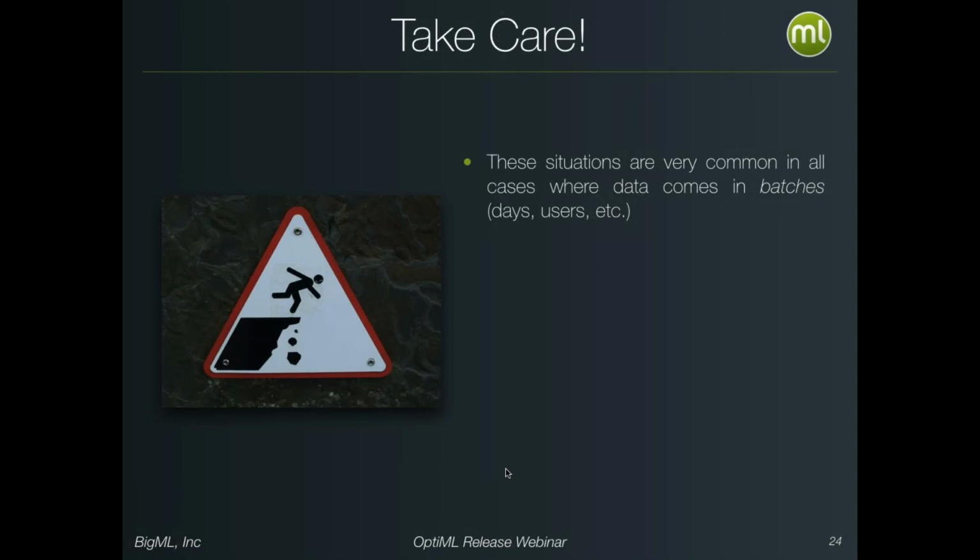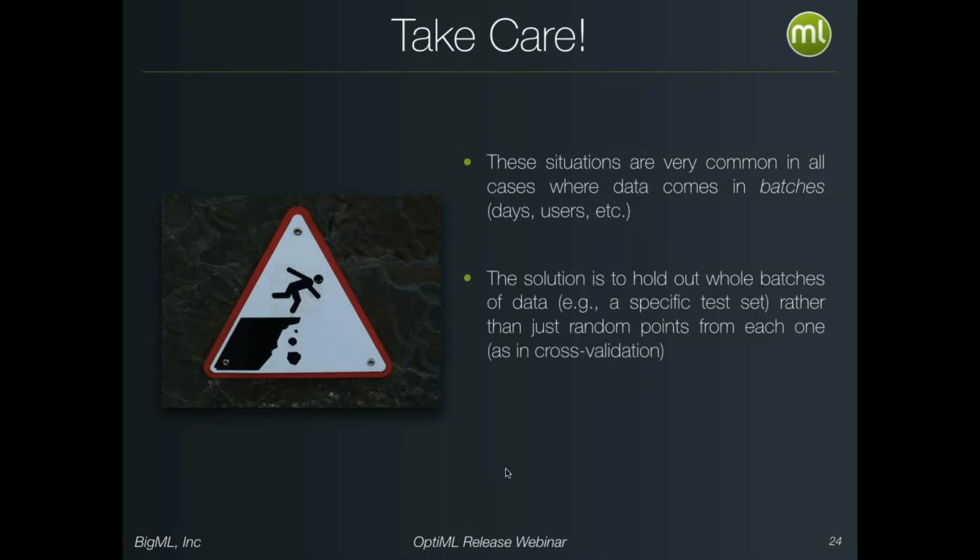But there's a lot of other cases. If you have several retail locations in your business and all of your data comes from 5 or 6 of these retail locations, that's another case where your data comes in batches. And a classifier that you train on these batches might not do as well with a new retail location. And the solution is pretty simple here.